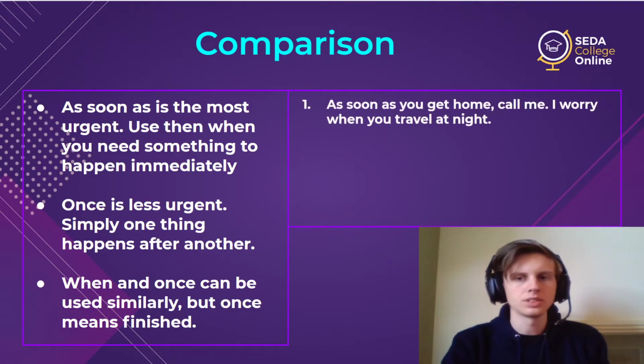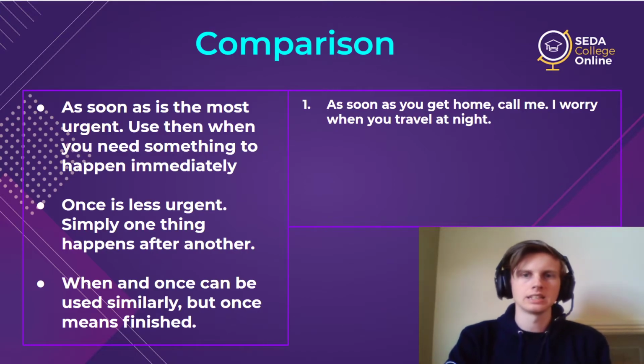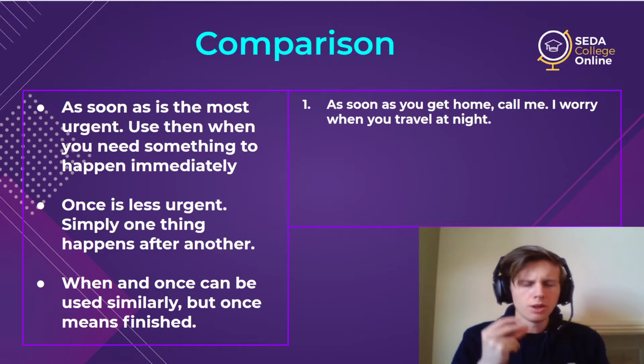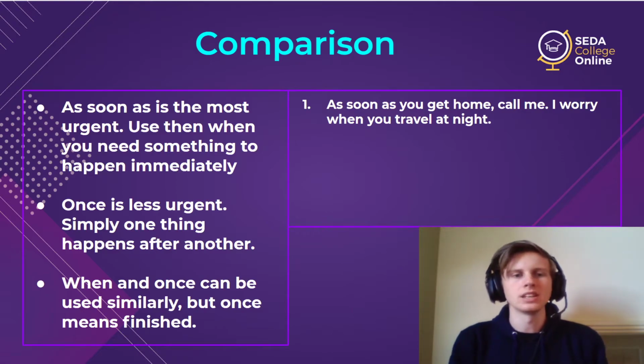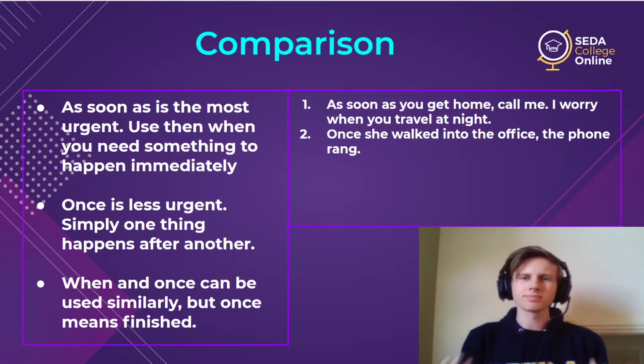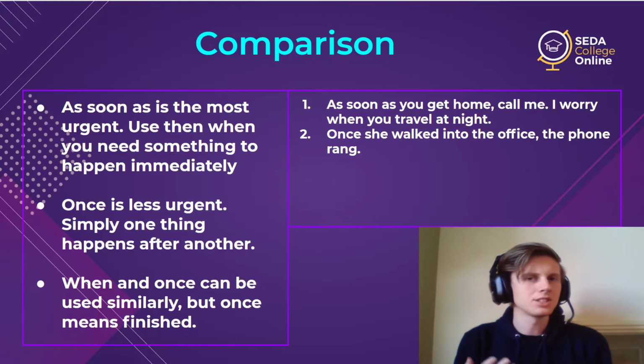So some examples. As soon as you get home, call me. I worry when you travel at night. So this one, maybe your mother says this, and she's very worried you're traveling late at night. So the moment you get home, it is important that you call her. That's why we use as soon as in this example. Whereas in this one, once is more natural. Once she walked into the office, the phone rang. Here, time is less important.